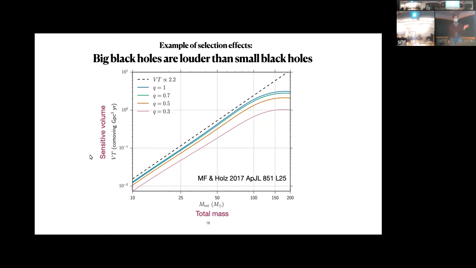Those effects are subdominant to the mass effect, but we do take all of that into account when we then try to infer what is the underlying population, not just the detected population. But by far what is dominating our selection effects is just mass. And I'm going to come back to this soon.